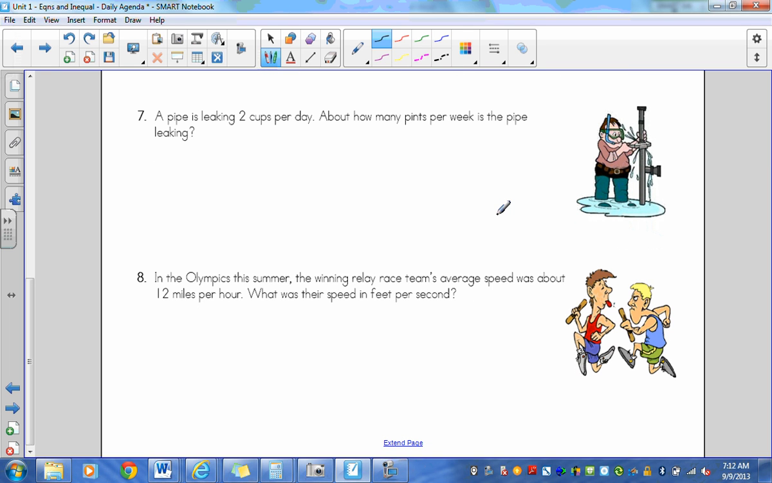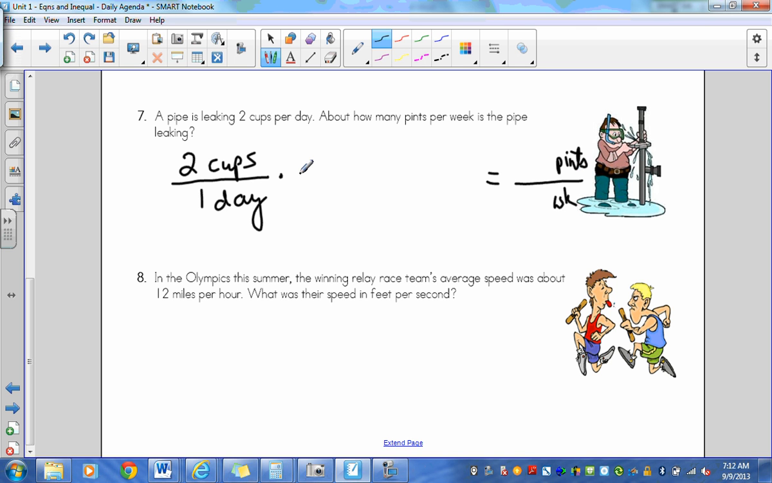Number 7 is a little tricky. A couple steps to it. A pipe is leaking 2 cups per day. How many pints per week is that? Okay, so I'm noticing that both things are changing. Cups is changing to pints, and day is changing to week. So I'm going to take it one step at a time.